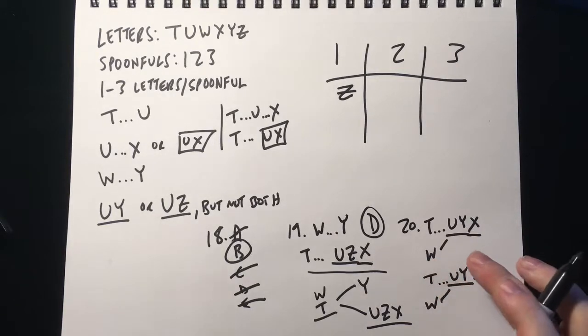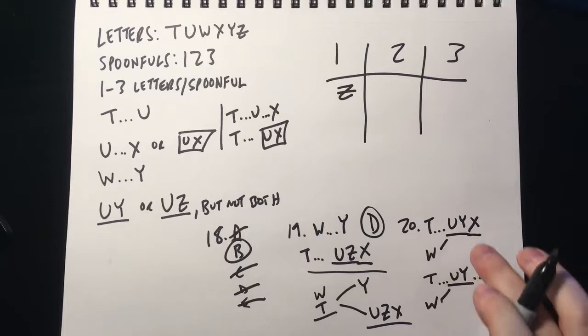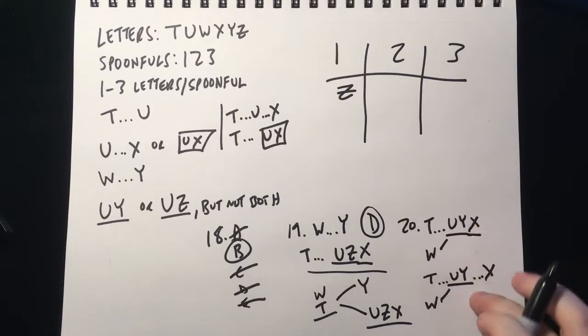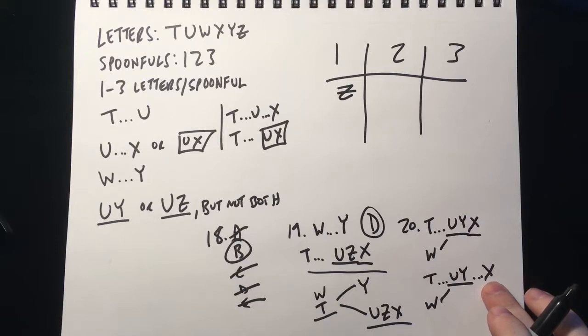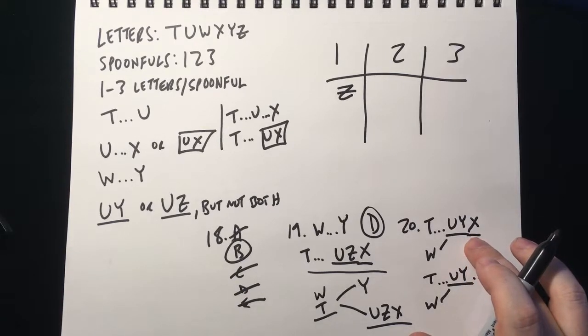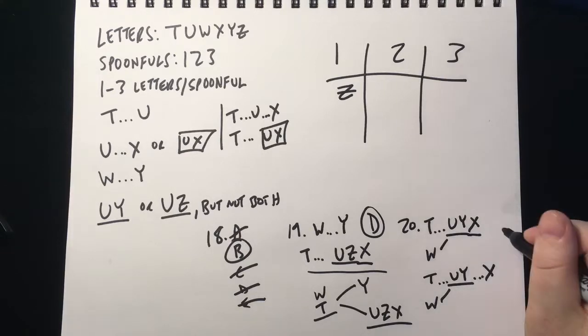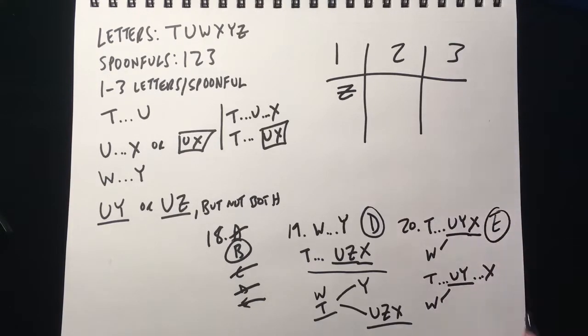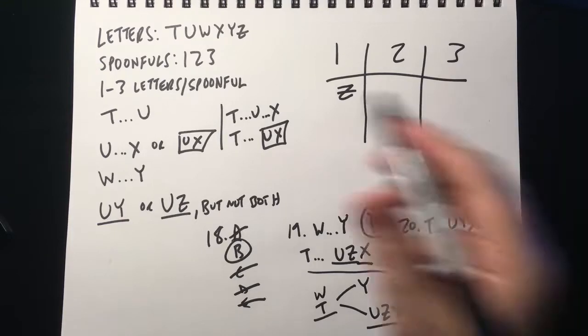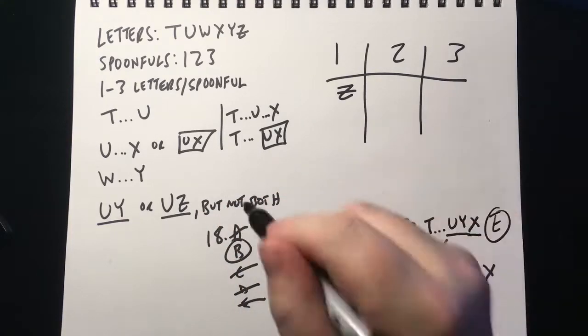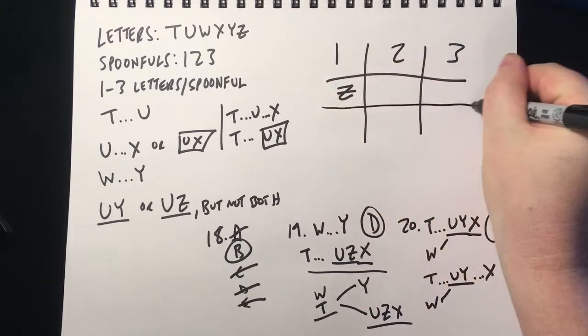But finally, X is in the third spoonful. Notice, in both of these possibilities, X is coming at the end. X is either at the end by itself, or X is at the end with U, Y, and X. And 100% in 20E must be true. On we go. We'll do 22 next, and then we'll come back to 21.